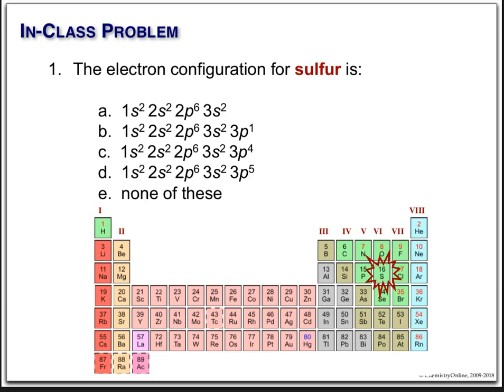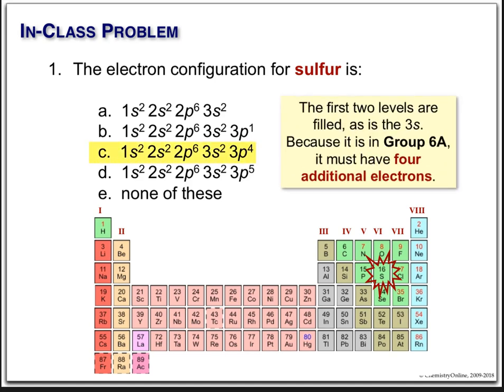How many electrons are in the 3p orbitals? This is the p block. 1, 2, 3, 4. 3p4. That's it.